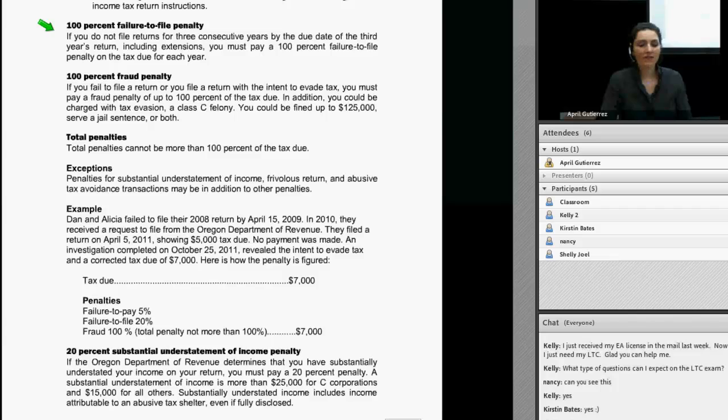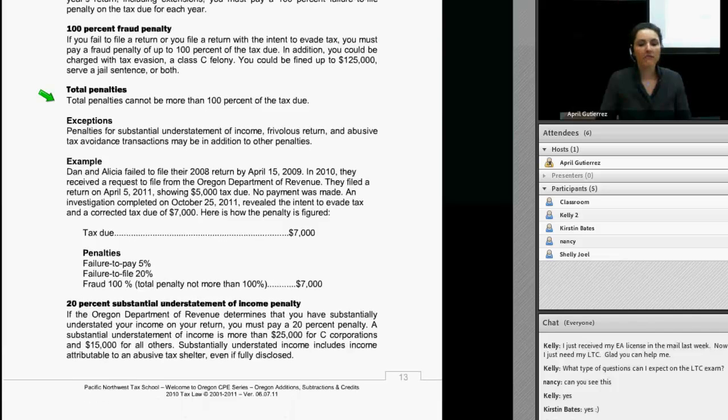100% fraud penalty. If you fail to file a return, or you file a return with the intent to evade tax, you must pay a fraud penalty of up to 100% of the tax due. In addition, you could be charged with tax evasion, a Class C felony. You could be fined up to $125,000, serve a jail sentence, or both. Total penalties, though, cannot be more than 100% of the tax due.